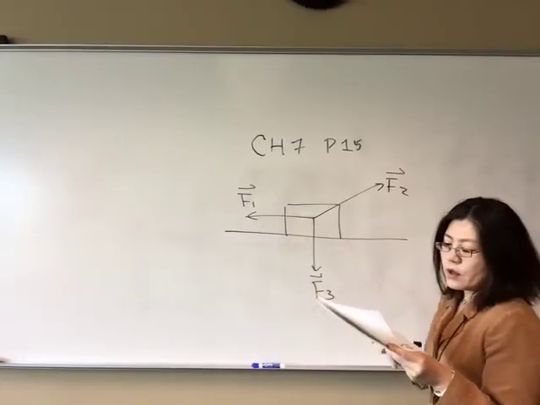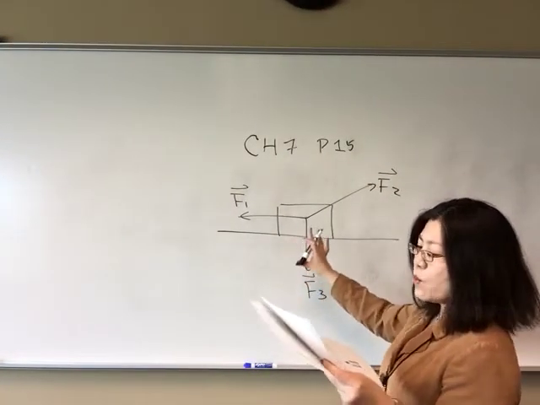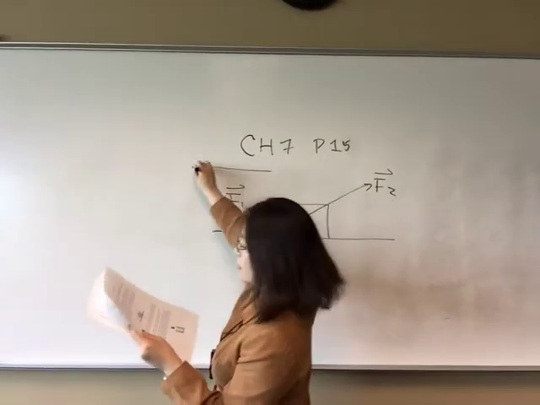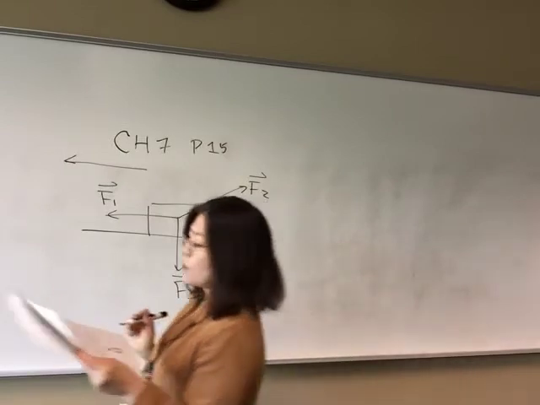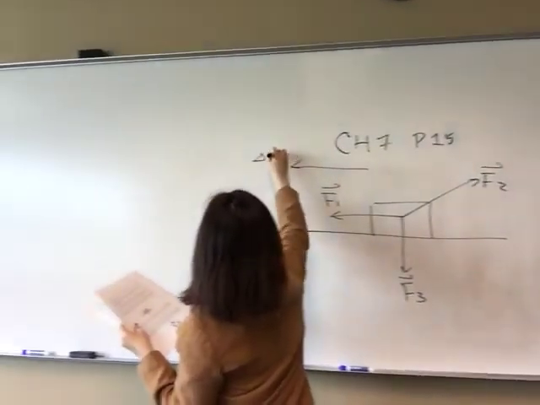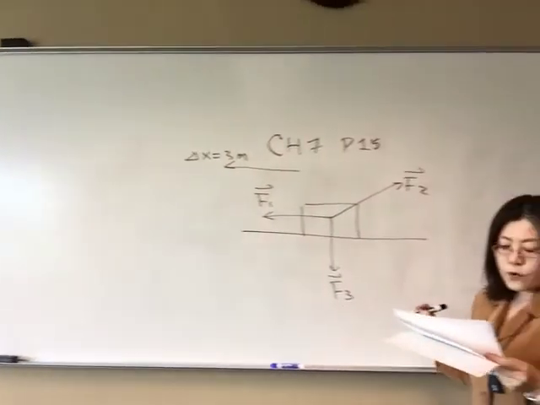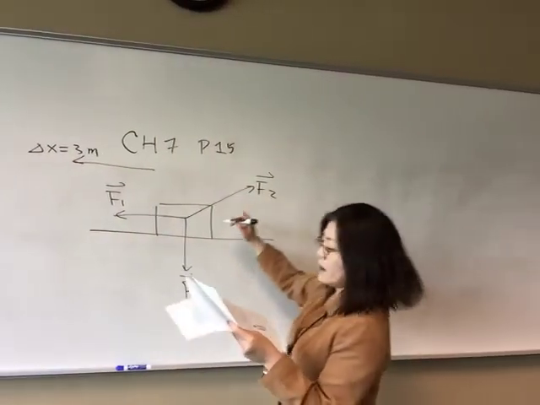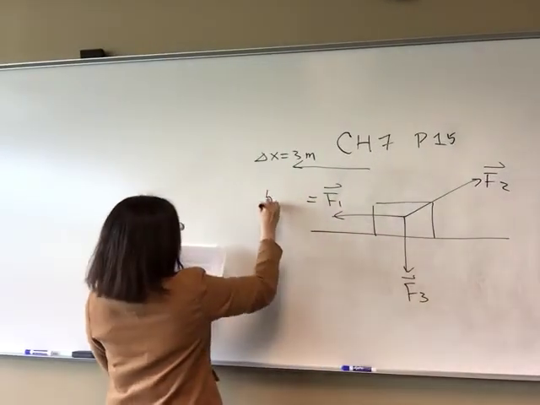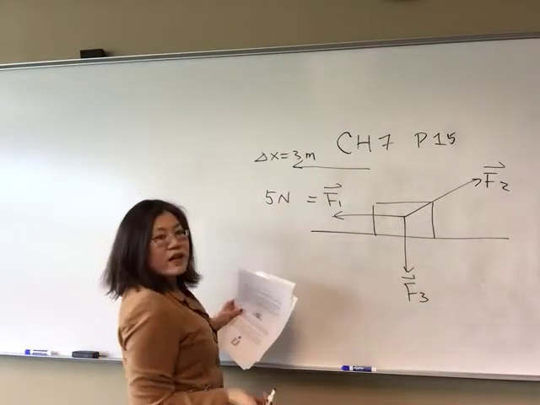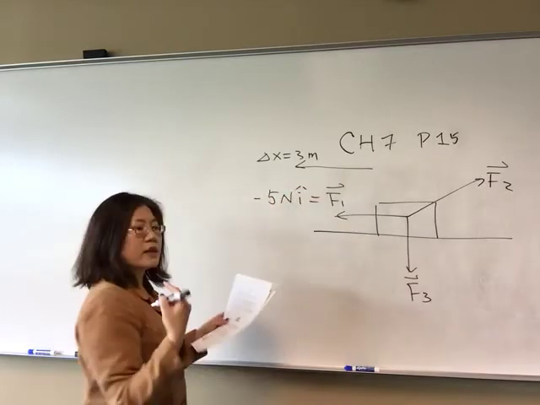All right, so this diagram shows three forces applied to a trunk that moves leftward by 3 meters over a frictionless floor. So the displacement is 3 meters, leftward. And the force magnitudes are: F1 has 5 Newton. In unit vector notation, we will say that it's negative I hat because it's pointing leftward.